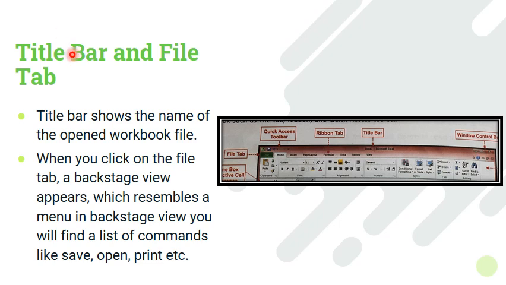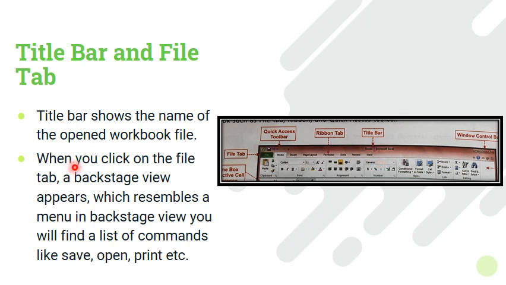The first part of the Excel window is the title bar and file tab. The title bar shows the name of the opened workbook file. As you can see in the image, this is the title bar. As you can see, this is the name of the workbook that is opened. And now after the name of the workbook, you can see the software application name. That is, we are using Microsoft Excel. So it is written after the name of the workbook.